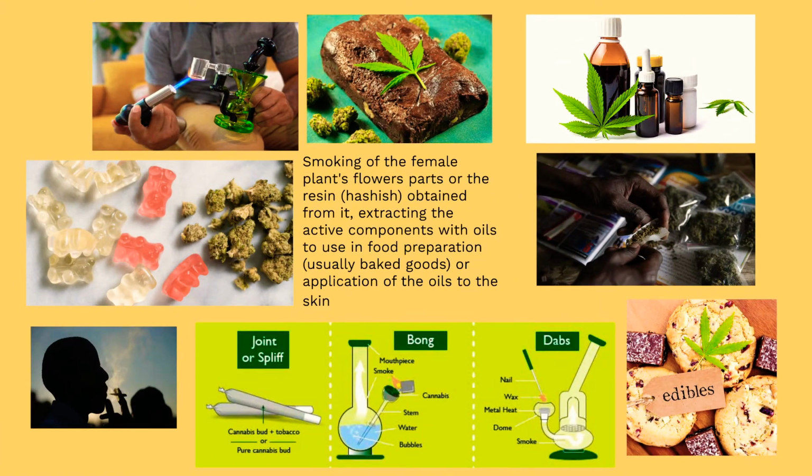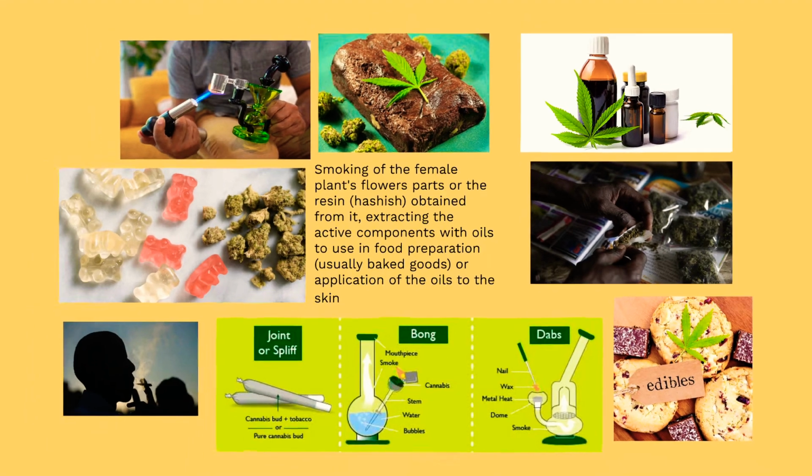Most people know that cannabis can be smoked and eaten in baked goods. It can also be applied to the skin as an oil, and the hashish can be used in a dab apparatus, which is a very potent way of ingesting it.